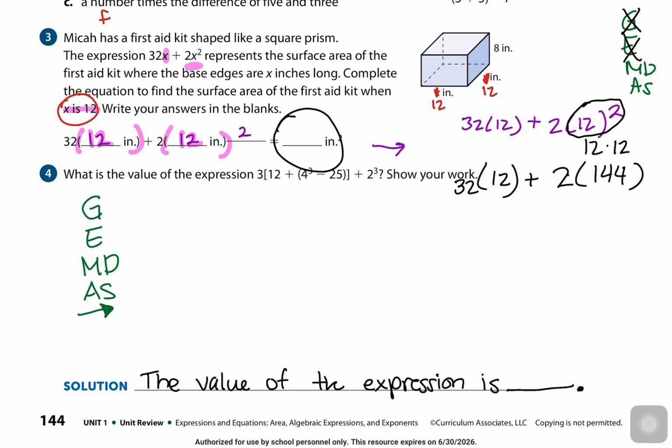We're going to start with grouping symbols, and inside our grouping symbols, we have to do exponents first. So 4 to the power of 3 is 4 times 4 times 4. That's 64. Bring everything down.